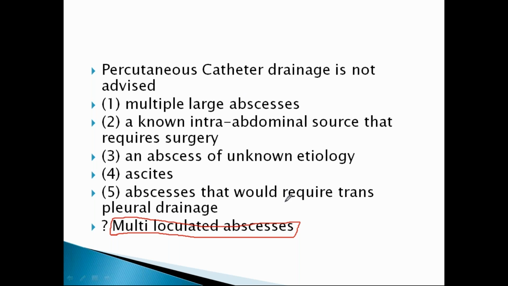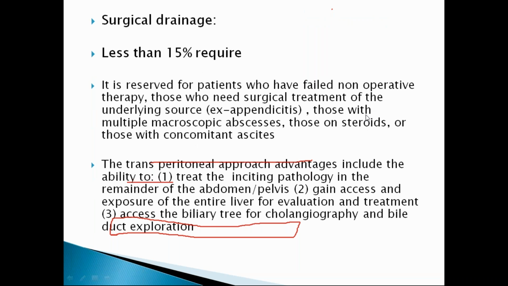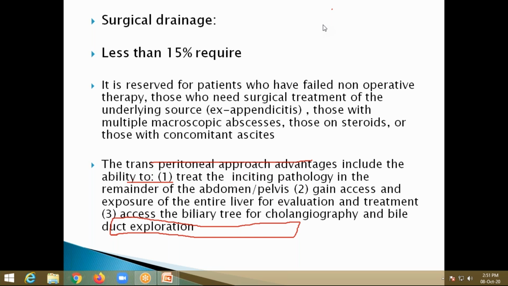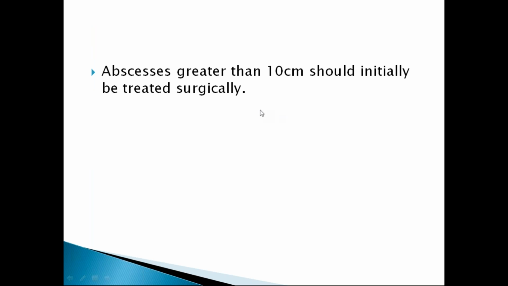Okay. Any abscess that requires transpleural drainage, or ascites, or abscess of unknown etiology, percutaneous drainage is not advised. Any other intra-abdominal source requiring surgery, also not advised. Surgical drainage is needed in less than 15%. Majority of the time it has perforated or is not amenable to medical management. These kinds of things you have to do surgical drainage. Laparoscopic transperitoneal is the method of choice. Any abscess greater than 10 centimeters should be initially treated surgically.